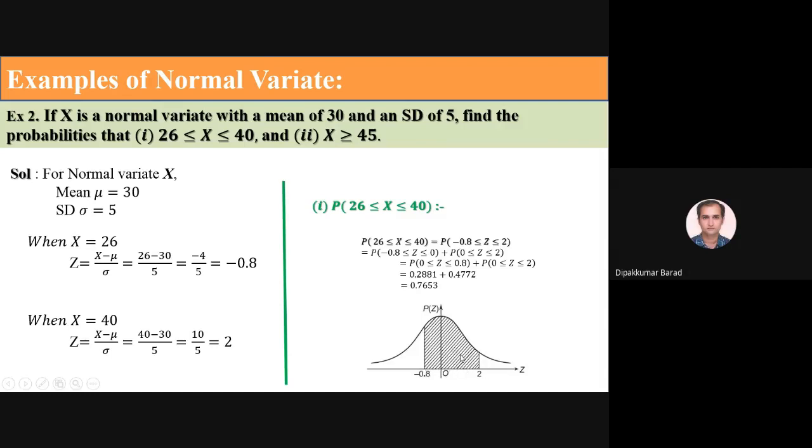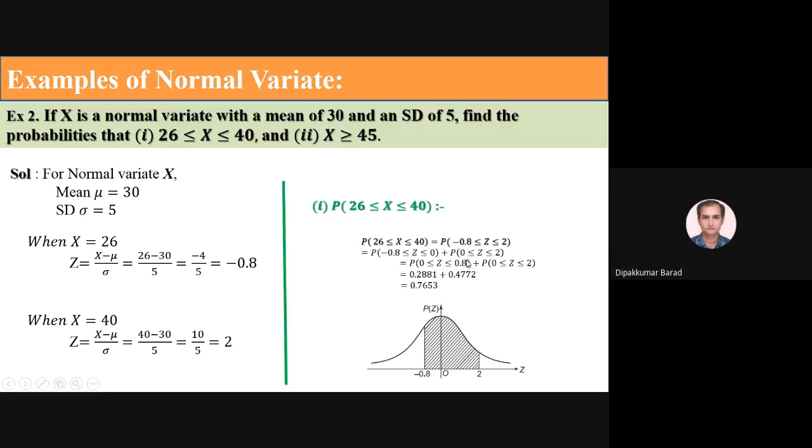Now this 0 to 2 we can easily find from the z table. Here we use the symmetry of the normal curve, so we have to add the 0 to 0.8 part. So we can represent it as the probability of z from minus 0.8 to 0, plus the probability of z from 0 to 2. Now use the symmetry here, so I get the probability of z from 0 to 0.8.